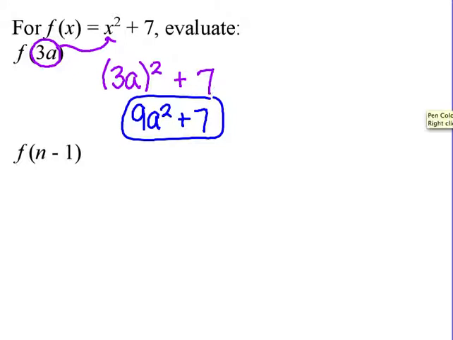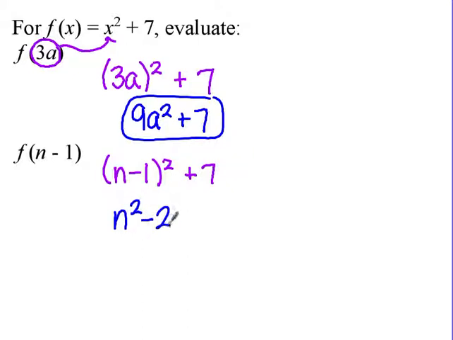Now the next one, on the other hand, though, has a quantity, n minus 1. So once again, I'm still going to take that n minus 1 and I'm still going to plug it in for x. So I've got n minus 1 quantity squared plus 7. Now when you square that quantity, remember what we need to do? We need to make sure we FOIL that out so we don't miss our middle terms. What does that FOIL out to be? N squared minus 2n plus 1. That's what all of this multiplies out to be. And then you still have your plus 7.